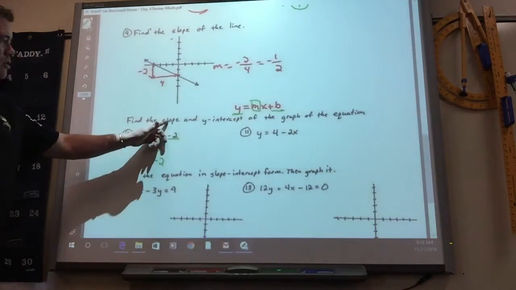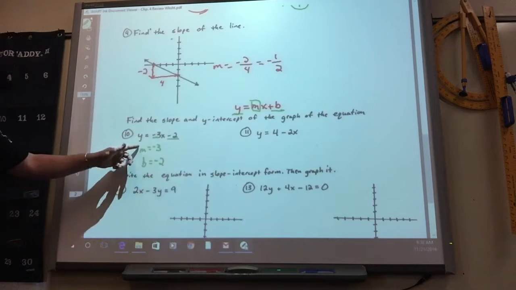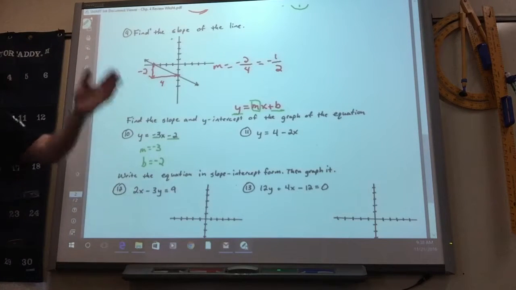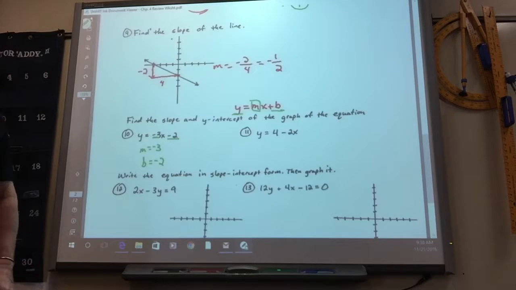You can write out slope and y-intercept or use the abbreviations M and B. If you forget, they are up on the yellow sign over there. M is slope, B is the y-intercept.